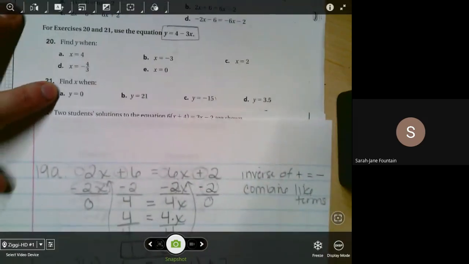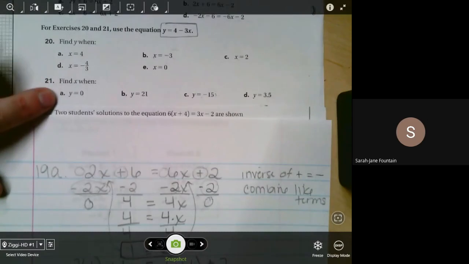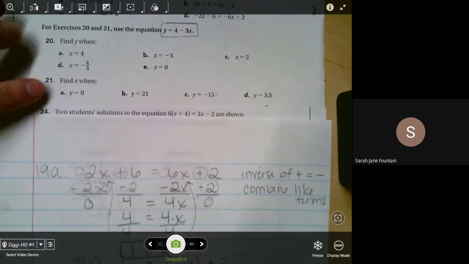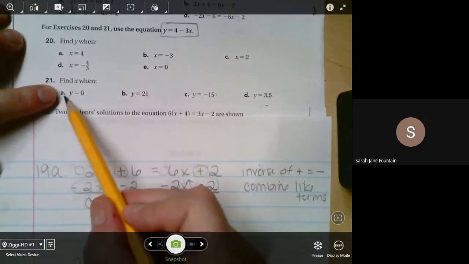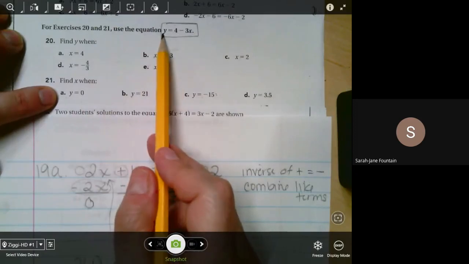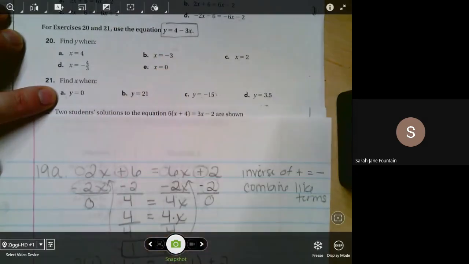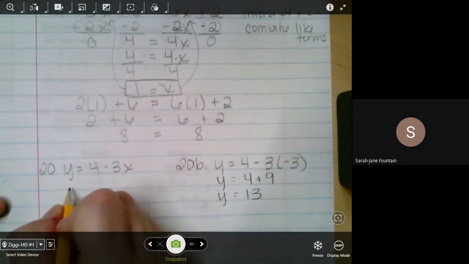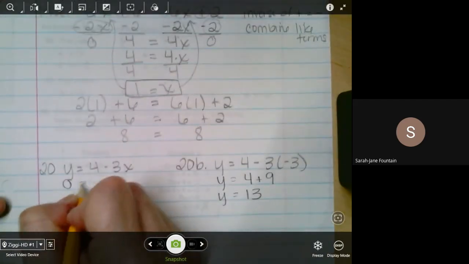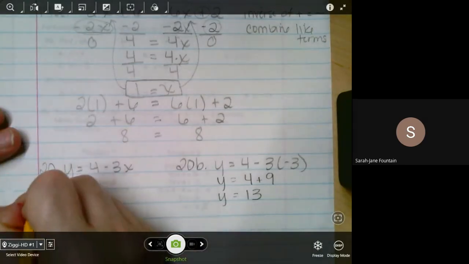So now I'm not going to do that step. Okay. Find x when y equals 0. So now what I'm going to do is take this and plug it in for y and leave x there. So now we're solving for x. So I have y equal to 0, and this is 21a.